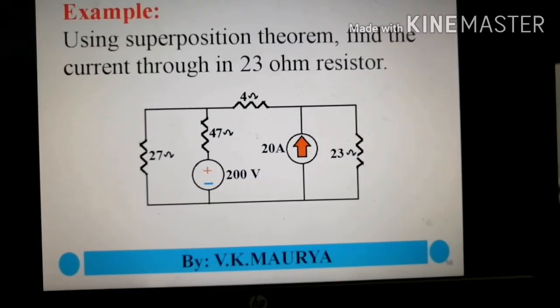Here circuit is shown. Find out the current in 23 ohm resistor with the help of superposition theorem. One is the voltage source and second one is a current source. This problem is interesting. See, right? How many sources are there? There are two sources. One is voltage source having the value of 200 volt. Second one is the current source having the value of 20 ampere. Two sources, that's why two sub-circuits are required.